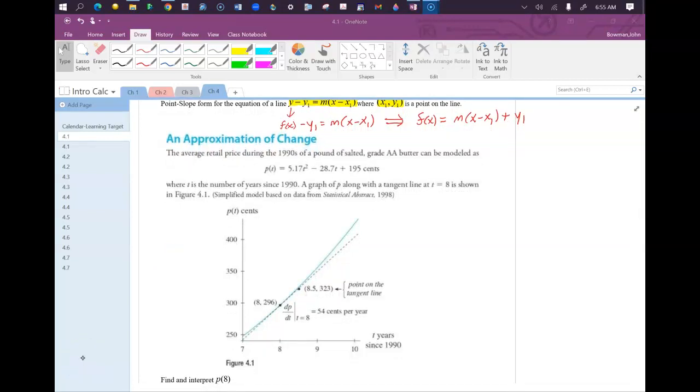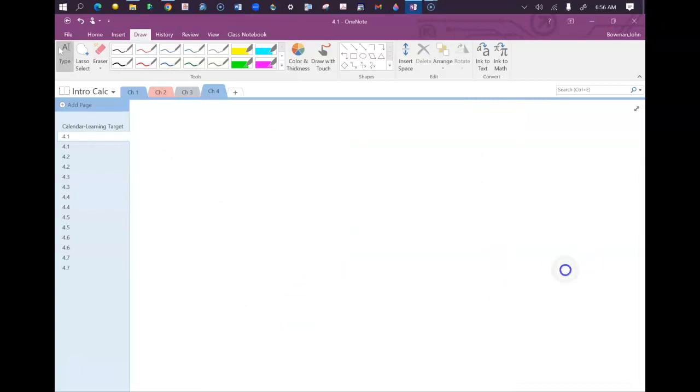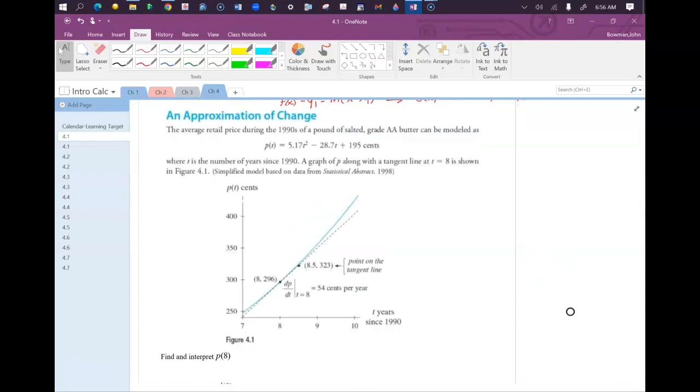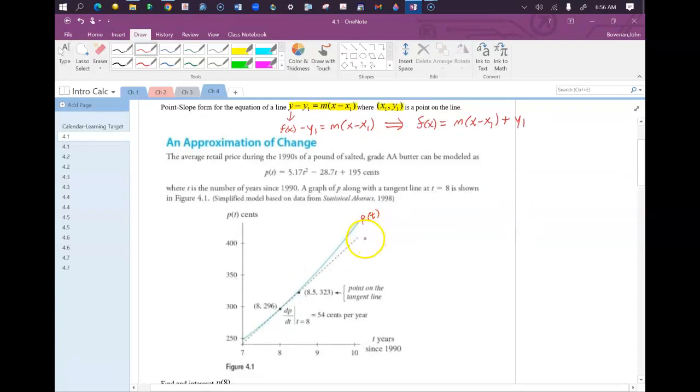So here's an example. The average retail price during the 1990s of a pound of salted grade 2A butter can be modeled as P of t is equal to 5.17 t squared minus 28.7 t plus 195 cents. So you've got a quadratic there. And if we look at that quadratic graph, with t being the years since 1990, the blue is the actual function P of t. And then there's that dotted line, which is our f of x from above.